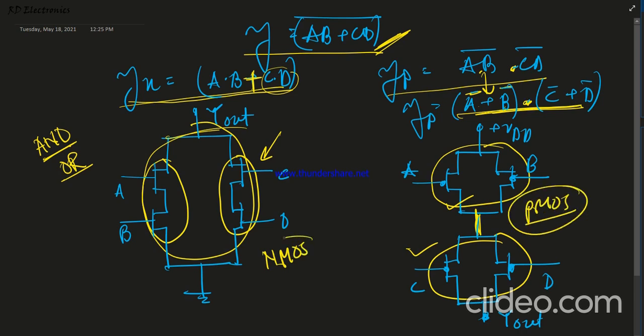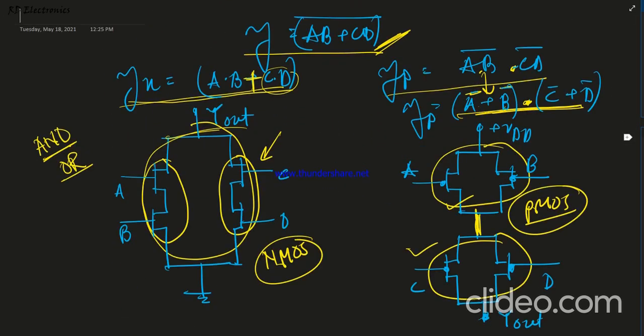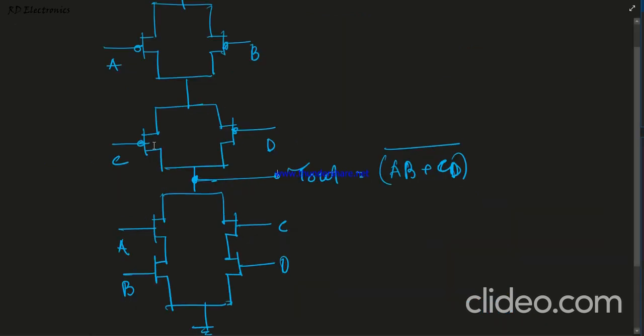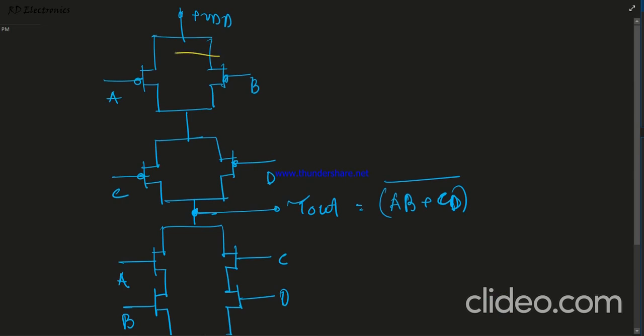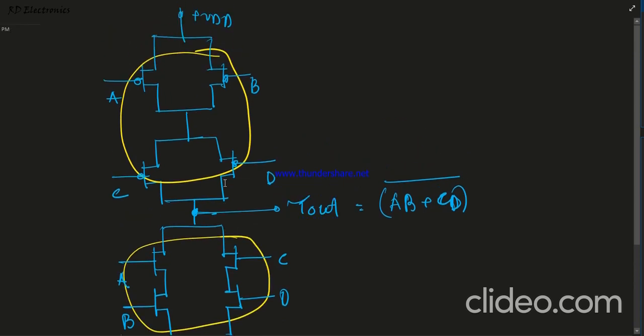Okay, now they are tied together. How is it possible? First we draw the PMOS, and then the NMOS. First this is the right hand side and then the left hand side. Now look here, this is our PMOS equivalent network and this is our NMOS equivalent network, and they generate the output Y equals (AB plus CD) whole bar.